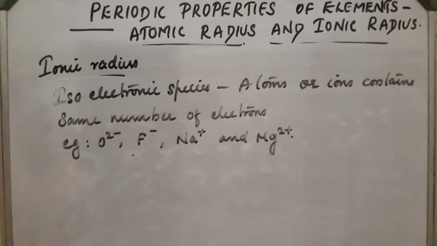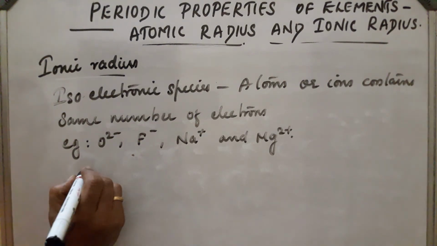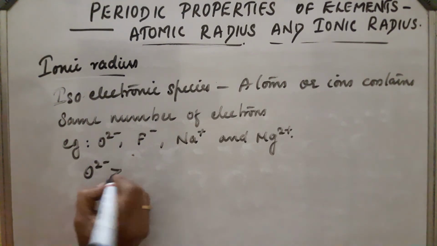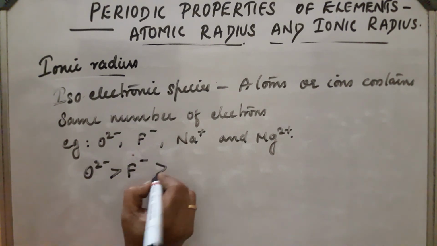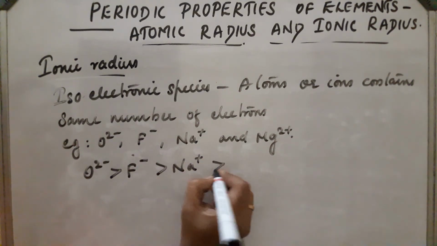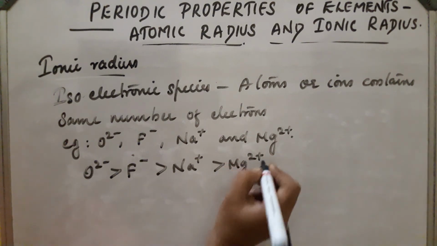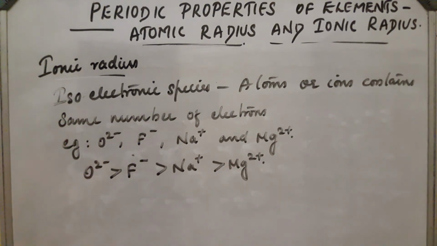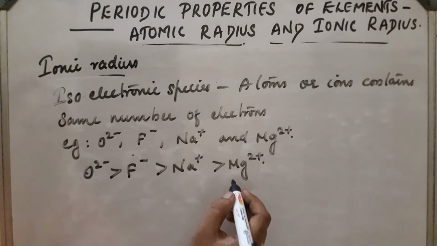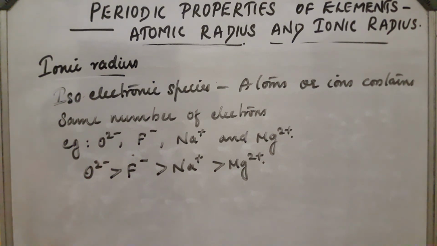They have the same number of electrons, but their nuclear charges are different. So their radii are different. The radii will be in the order: O2 minus has the biggest size, then F minus, then Na plus, then Mg2 plus. Cations have a smaller size compared to the anions. Anions with higher charge will have more size and cations with higher charge will have smaller size. This will be the order.